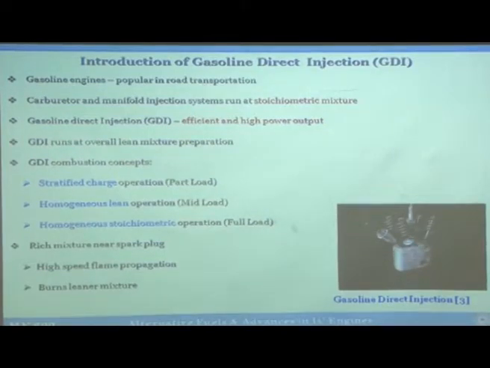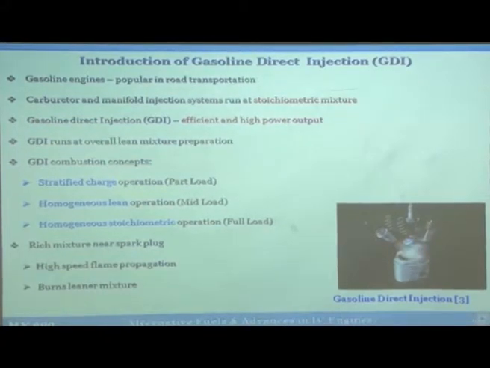The engine combustion chamber has enough level of swirl and turbulence that it will form a homogeneous mixture everywhere, right. So, even full load can be met. So, gasoline engines are popular in road transportation. Carburetor and manifold injection systems run on stoichiometric mixture.